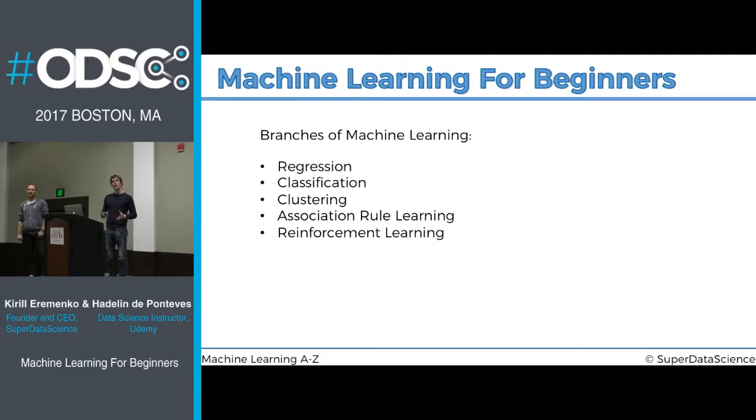Then we have reinforcement learning. That is the branch of machine learning closest to artificial intelligence, because it's mainly with reinforcement learning that you're going to build some robots. Kirill is going to talk about it, like robot dogs, for example.